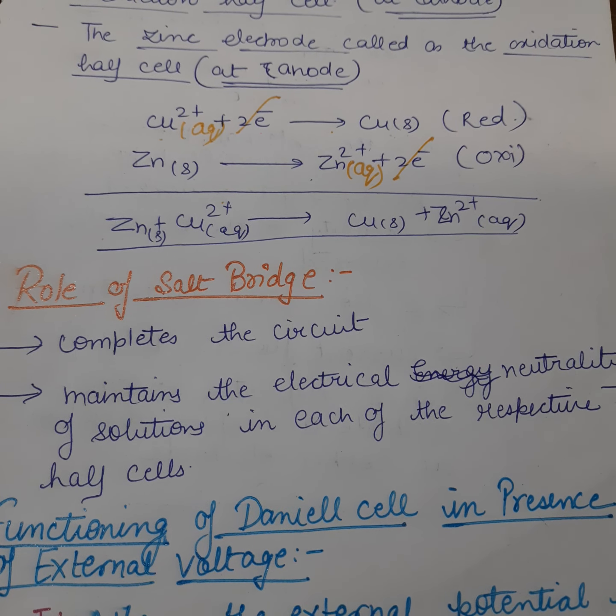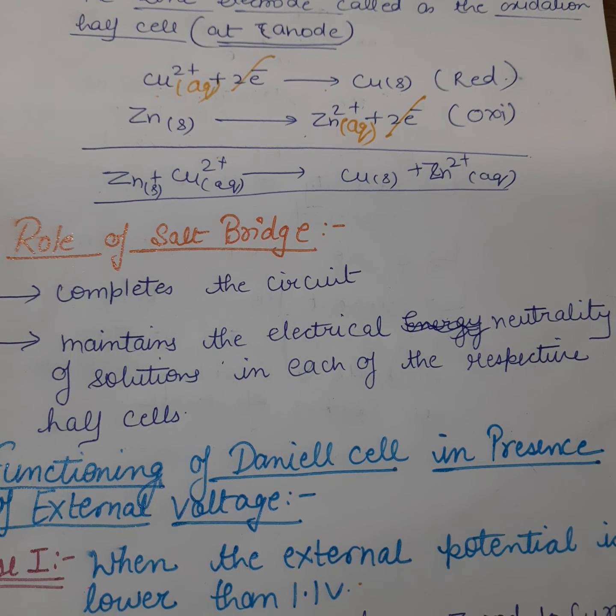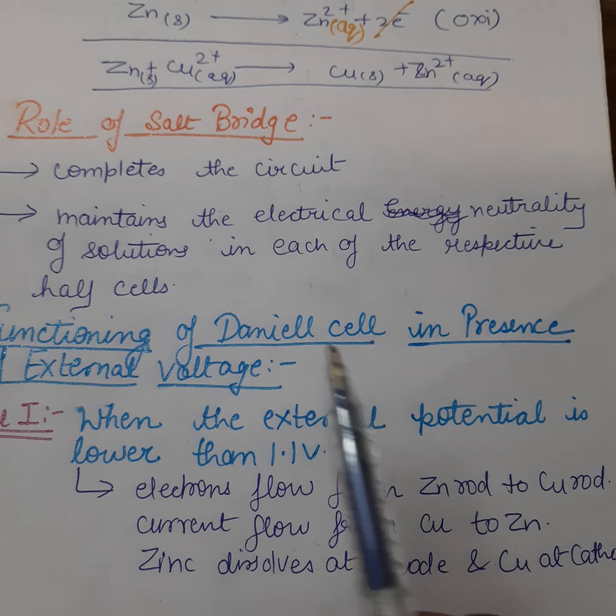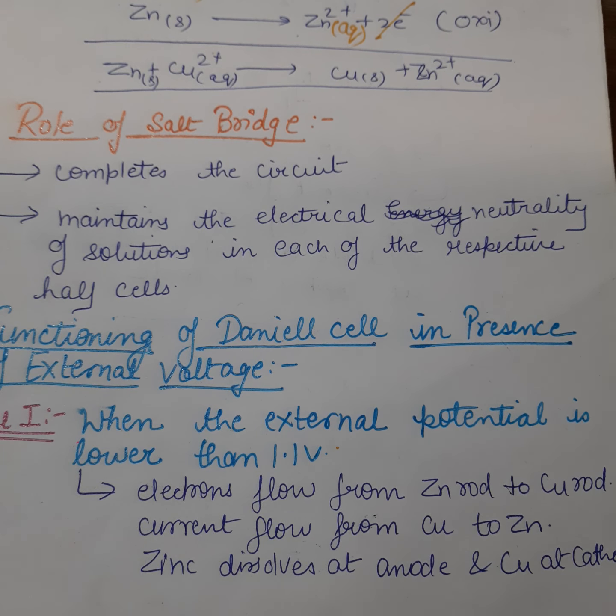So in case 1, the external potential is lower than 1.1 volts. Students, if the external potential is lower than 1.1 volt, the cell behaves normally as an electrochemical cell, in which electrons flow from zinc to copper and the current flows from copper to zinc. Zinc dissolves at the anode and copper is deposited at the cathode when the external potential is lower than 1.1 volts.